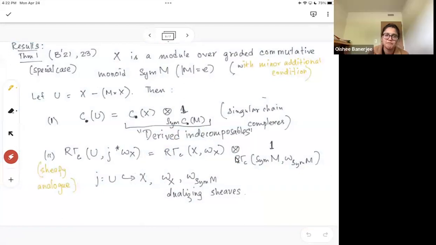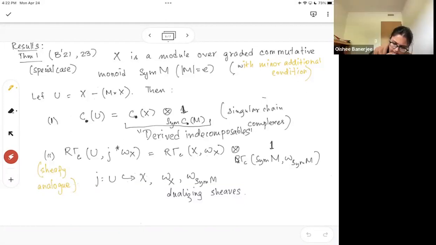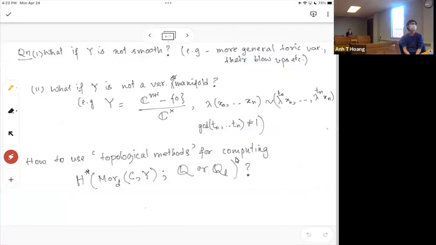I'm not sure, I have one. Can you go back to the two questions you have? I think there were two questions. The second question is when Y is a stack, not varieties. Is there a number theoretic reason why you care about that particular Y?